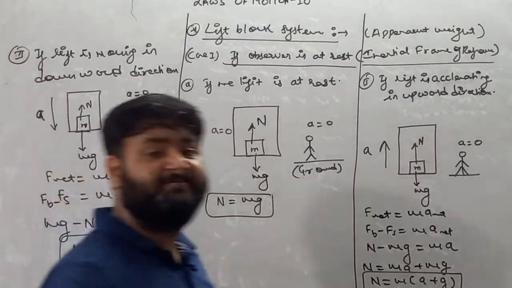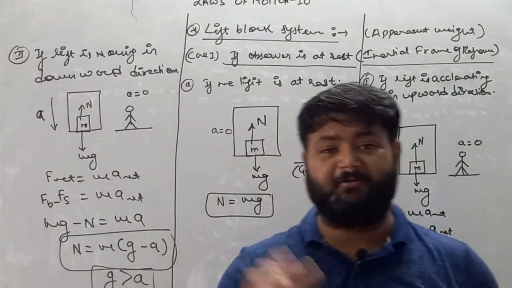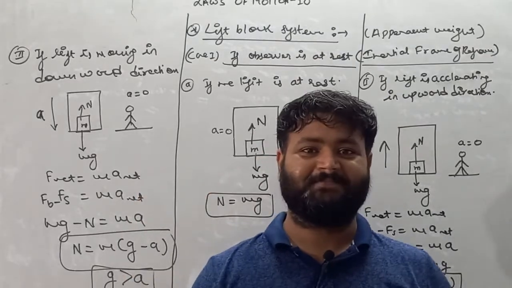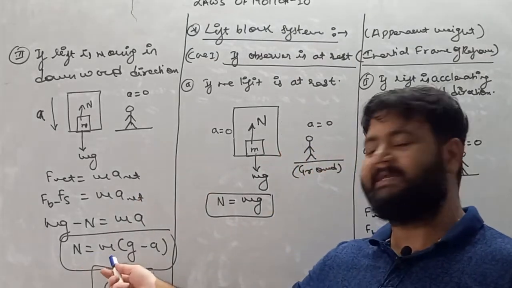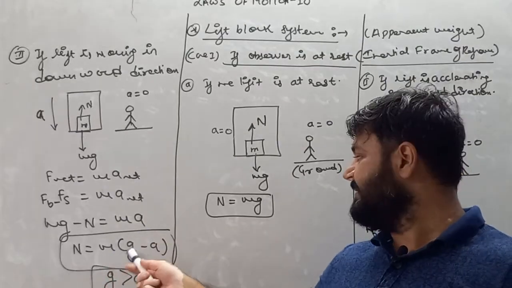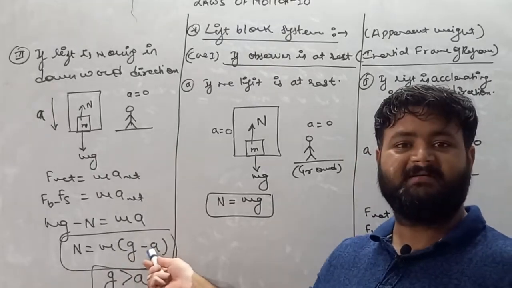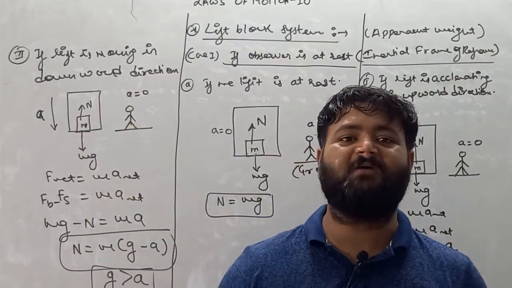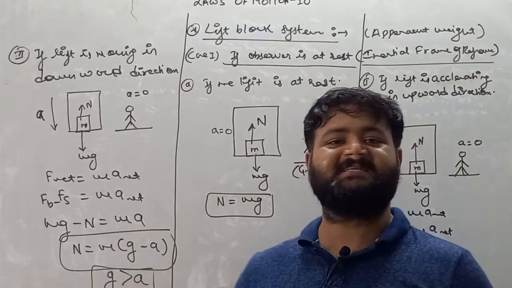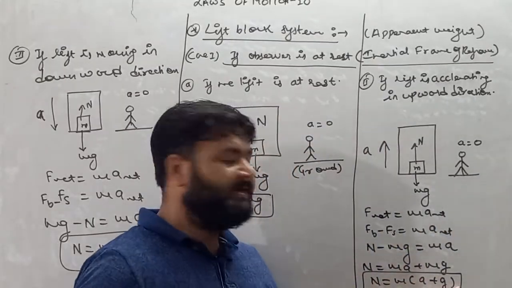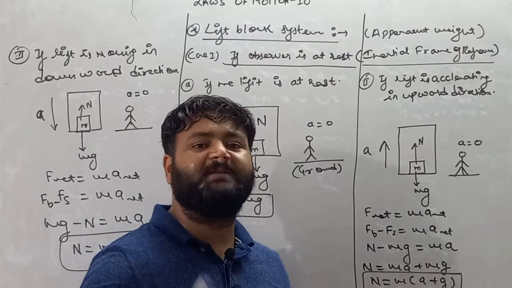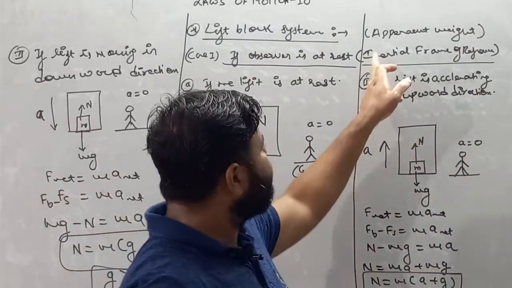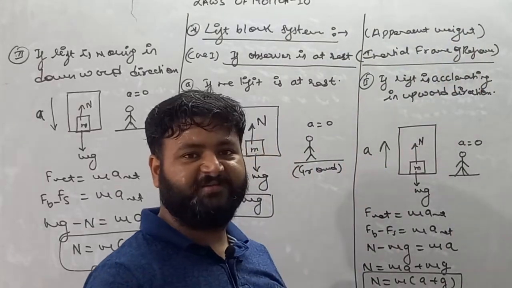This is the reason why, if the lift is moving down, my dear student, you feel your weight is decreasing. Why? Because normal is obtained by subtracting, g minus a. So if the lift is moving down, then the value of normal is m(g minus a). If the lift is moving up, then the value of normal is m(a plus g). So this is basically the lift-block system under an inertial frame of reference.